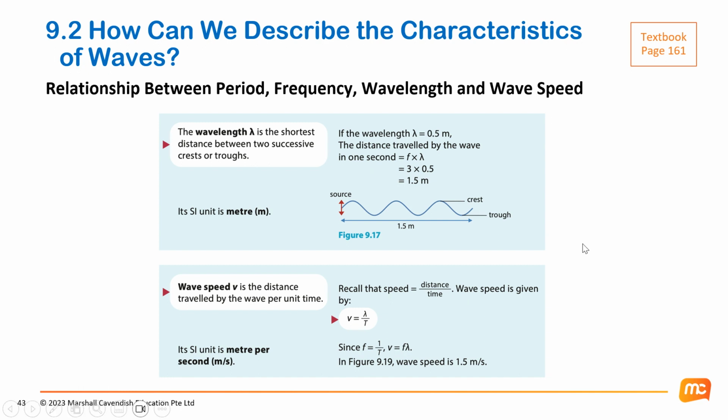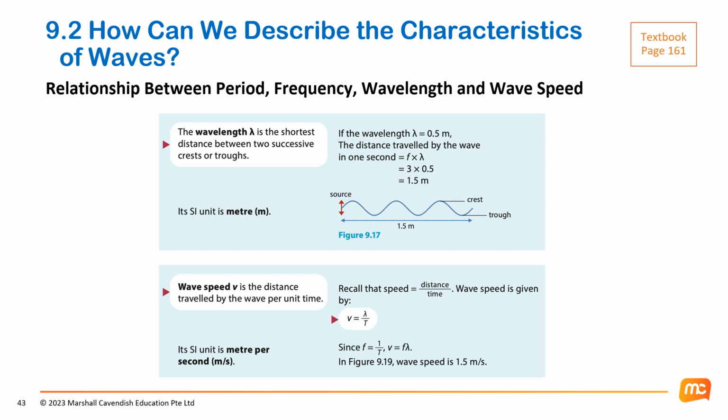So now the relationship between period, frequency, wavelength, and wave speed. As we know, the wavelength is the shortest distance between two successive crests or two successive troughs, and the SI unit is the meter because it's the distance of length. Now the wave speed is the distance traveled by the wave every second, or per unit time. So the SI unit is meters per second. So the wave speed is given by lambda over T.